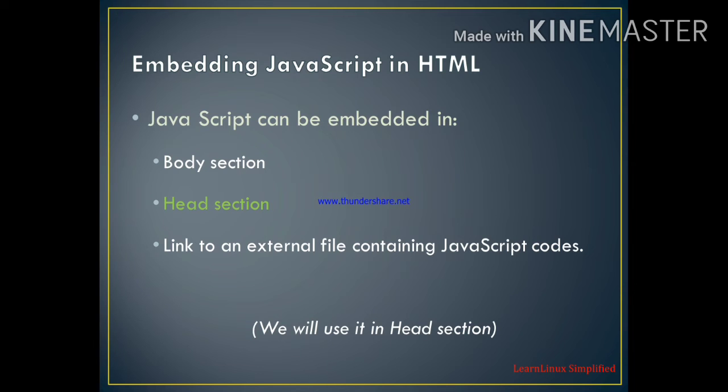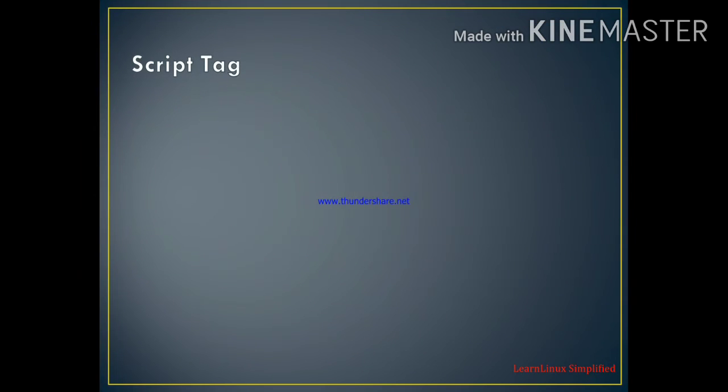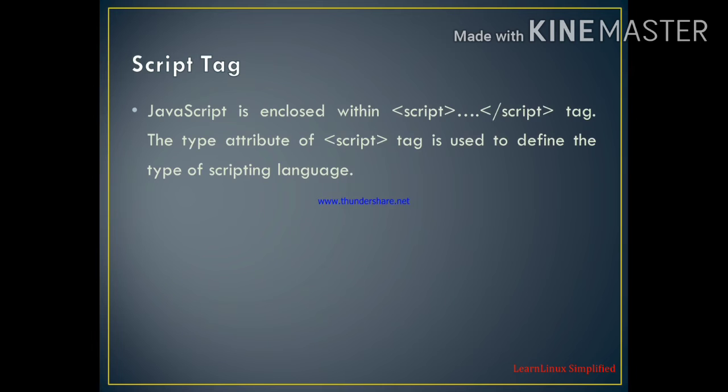Okay, now how to add the JavaScript? That is through the script tag. JavaScript is enclosed within script and close script tags. Means whatever script you want to add into the page must be enclosed within script and close script. Now these script and close script are HTML tags. Okay, but the content we write in between the script and close script is JavaScript, and that is totally different than HTML. Okay, the type attribute of the script tag is used to define the type of scripting language.